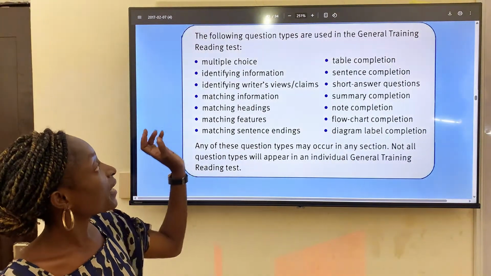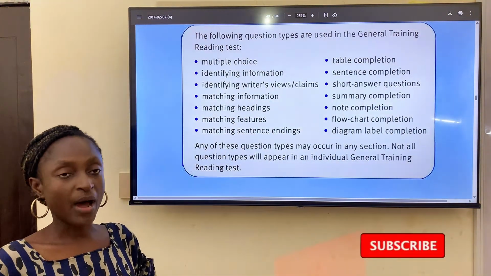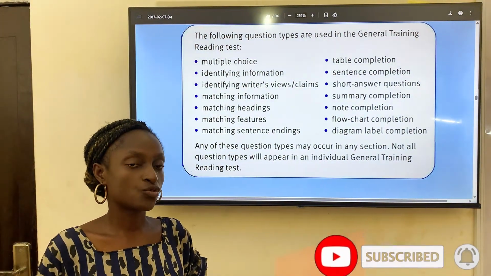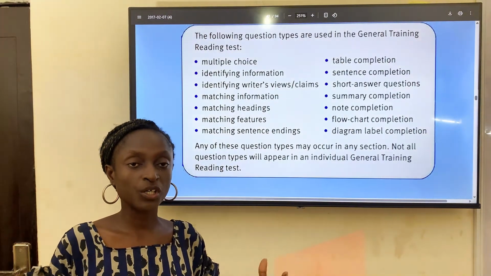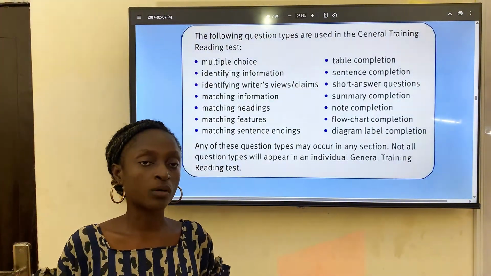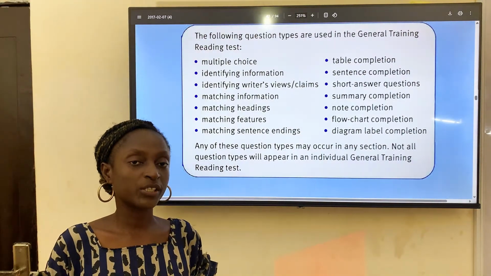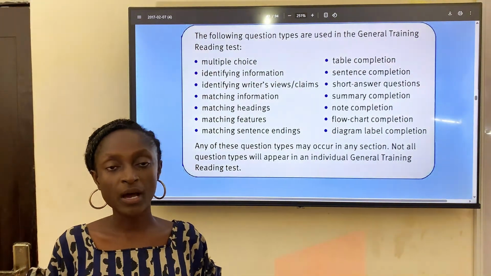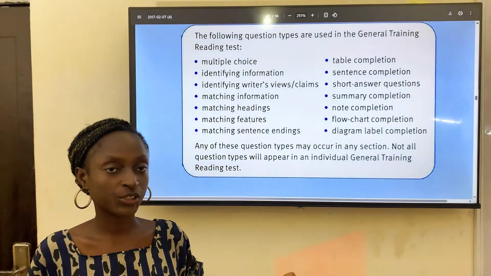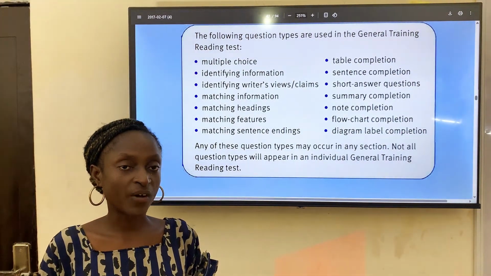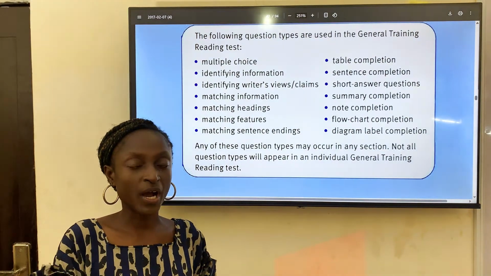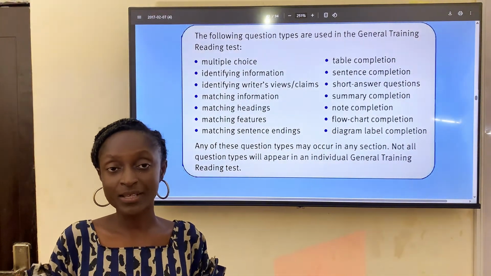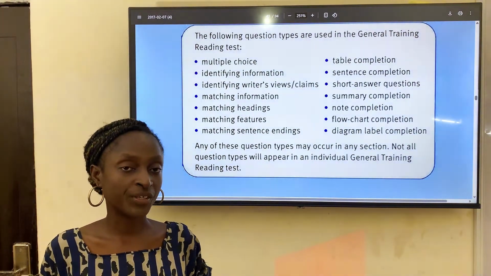Now the next one is identifying information. Identifying information is a question type that wants the candidate to make a comparison between information contained in the question and the one in the passage. Now, this question type is often known as true, false, not given. You are being asked to identify which information is actually true according to the passage, or which is false, or which is not given. So that's another question type under the IELTS reading test.